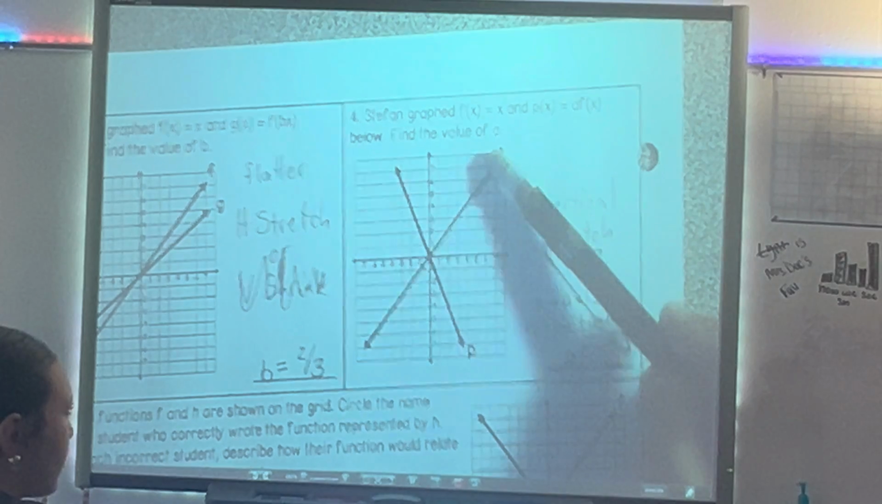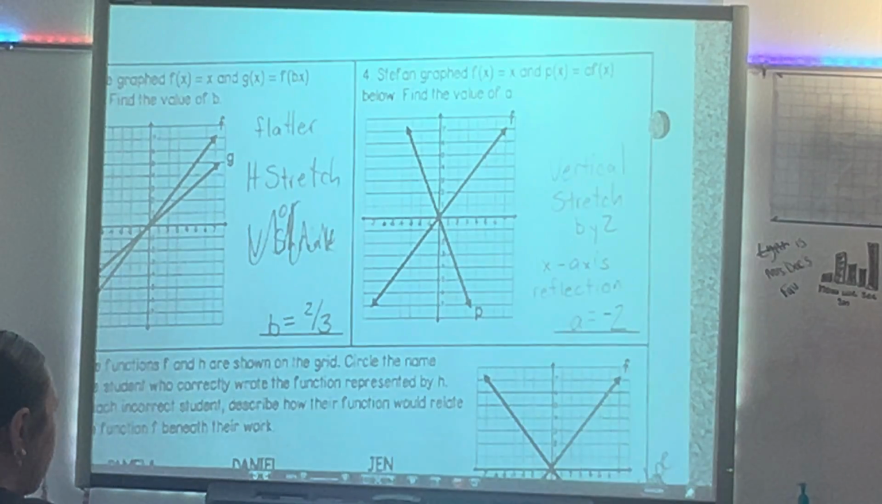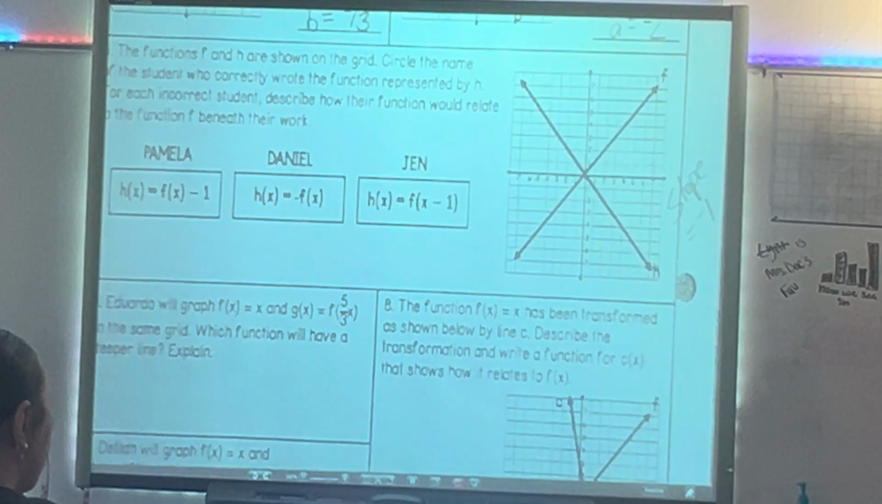What happened up here from f? How do I get from up here to down here? Yeah, it's a reflection, so how do you think I got from here to here? A reflection, they have the exact same slope, just the opposite side. It would have to be a reflection. Do y'all understand that it has to be a reflection?